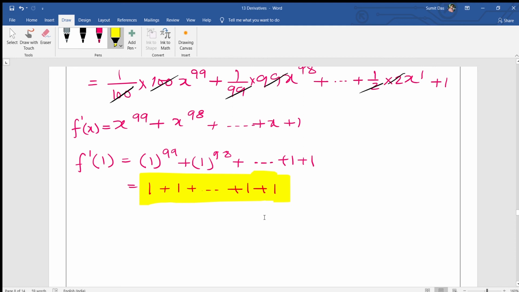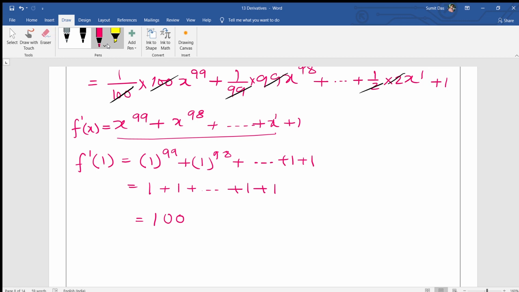Here there are 100 ones. Why 100? Till this, it was x. Look, how many terms are there? 99 terms, x to the power 1 till 99, and there is another one. So there are a total of 101. So 101 means, 100 times if we add 1, we'll get 100.